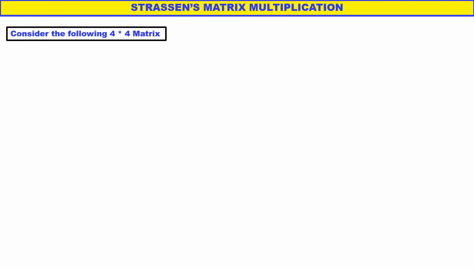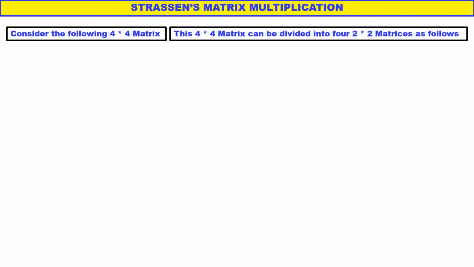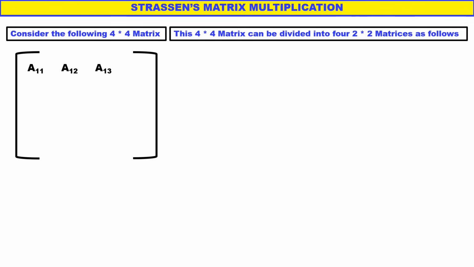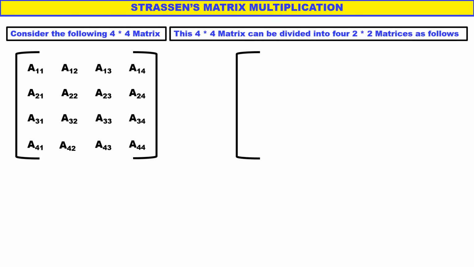Let us consider this 4 cross 4 matrix. A 4 cross 4 matrix can be divided into 4 2 cross 2 matrices as follows. So, let us take an example. This is divide and conquer. What we are saying here is divide and conquer. So, this is the 4 cross 4 matrix. How to divide this into 4 2 cross 2 matrices?